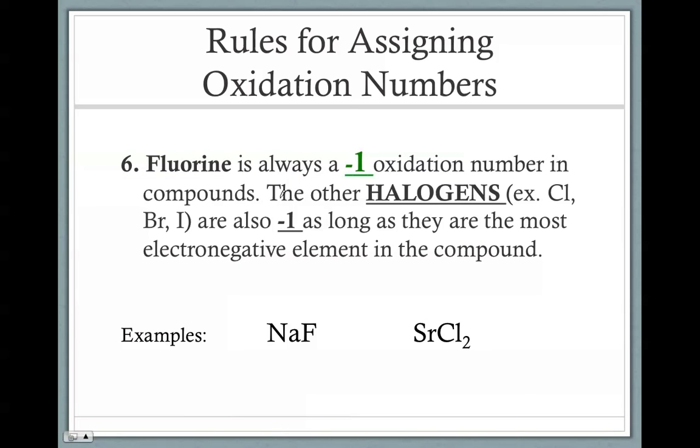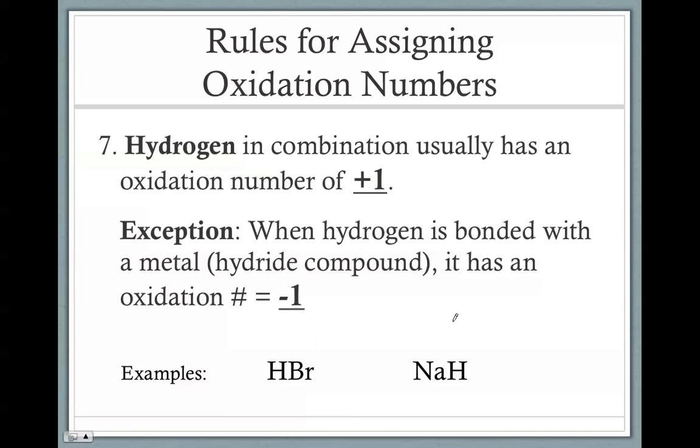Any fluorine that you see is always going to be -1, and the other halogens are also going to be -1 as long as they're the most electronegative element in a compound. So in this case, fluorine is going to be -1, and chlorine, it's written second, and if I check the electronegativity values, it is more electronegative than strontium, so I could also assign each chlorine a -1.